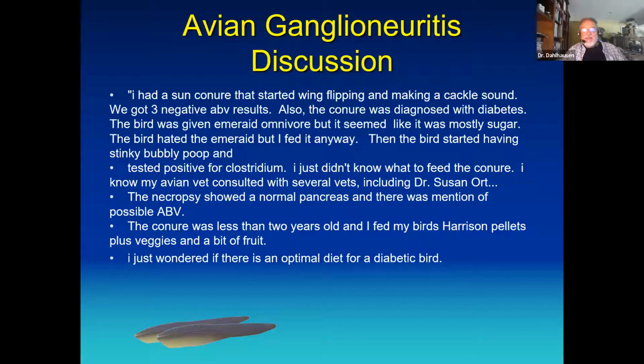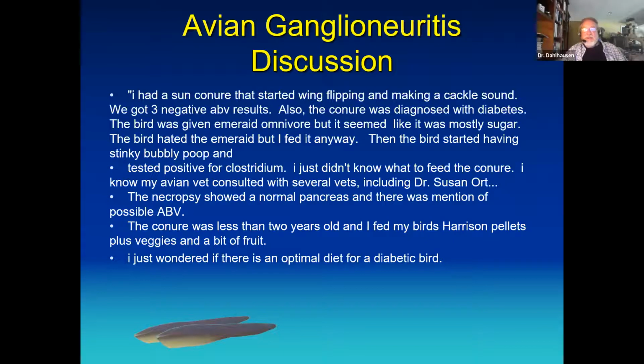Diabetes is really not that common in pet birds. They have a very, very high level of glucose, and that's just not a diagnosis that I see commonly. I think in this bird, obviously it was on a very good diet. Harrison's pellets, it's a good pellet. Veggies and a bit of fruit, that's a pretty good diet.